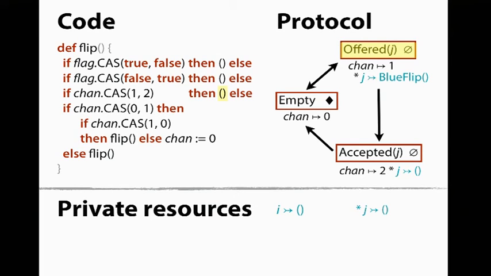So for the sake of time, I'm going to skip the rest of this example. I think I've shown the key bit of actually accepting an offer to flip. I want to move on.